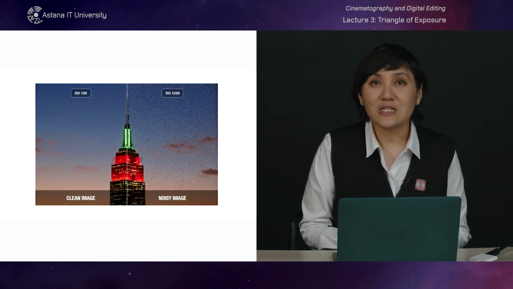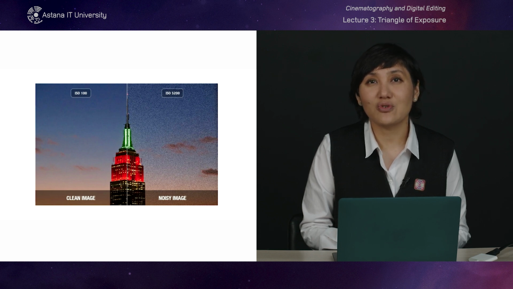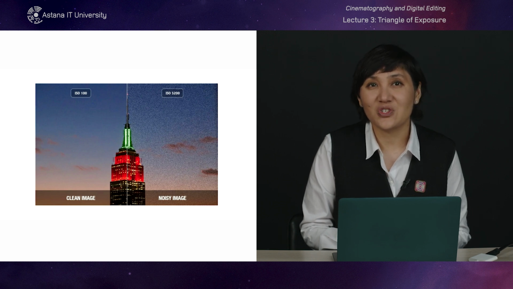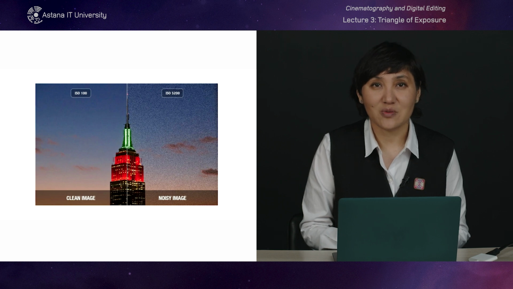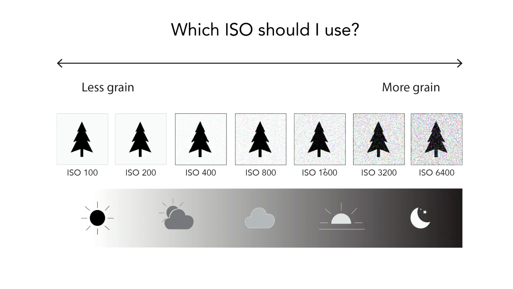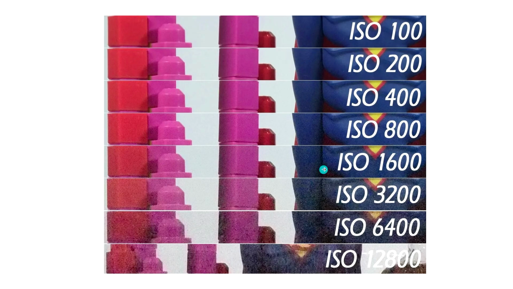And here's the important information about native ISO. It's the ISO setting at which your camera sensor is designed to operate most efficiently, capturing the highest possible image quality with the least amount of noise. This setting provides the best dynamic range, meaning it can capture the widest range of light intensities from shadows to highlights. It also minimizes digital artifacts like noise and grain, which can become more prominent at higher ISO levels.